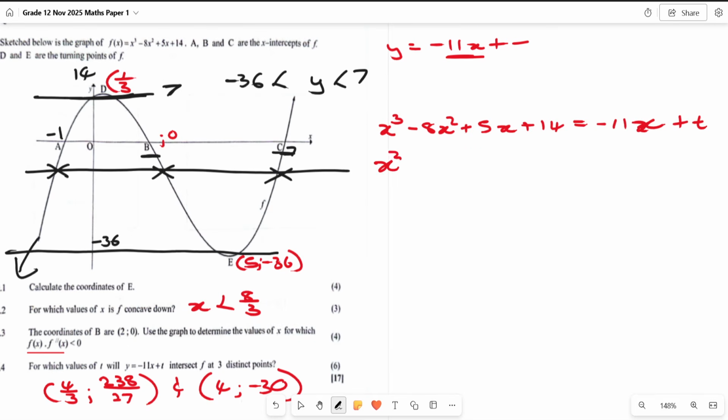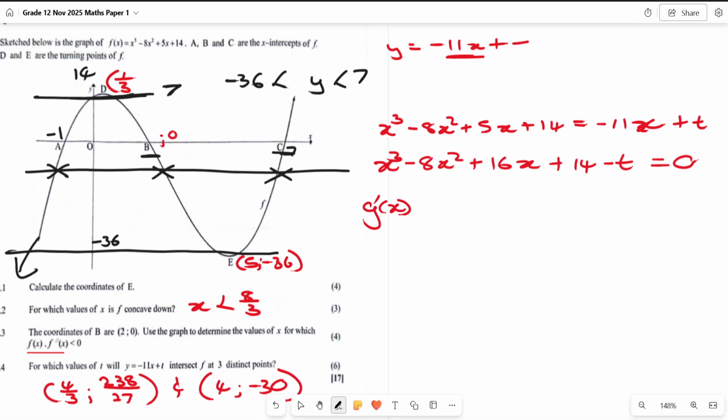Now, what we will do, just transpose literally. We're going to have x cubed minus 8x squared plus 5x plus 11x. Okay, instead of plus 11x, I'm going to say plus 16x one time, because I have 5x and I'm going to add 11. I'm going to say plus 14. Okay, you can even just bring the t to this side, minus t is equal to 0. Right now, you can just make this a different equation. Let's just say this equation is equal to g of x.